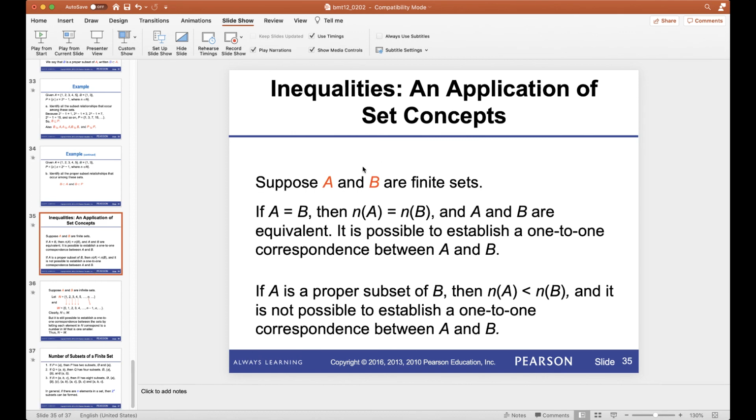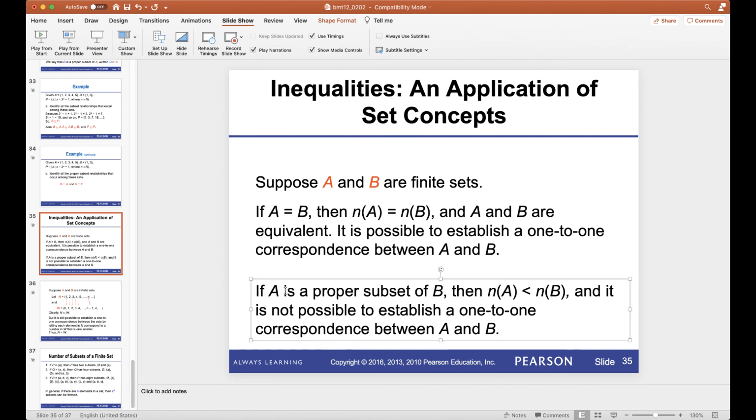So a little bit of an application, and I don't think we'll see much of this, but suppose A and B are finite sets. If A is equal to B, then the number of elements, remember this means cardinality, how many elements are in the set, in A is equal to the number of elements in B. And they are equivalent also. So it is possible to establish a one-to-one correspondence between A and B. I can line them up and make a line from one to the other.